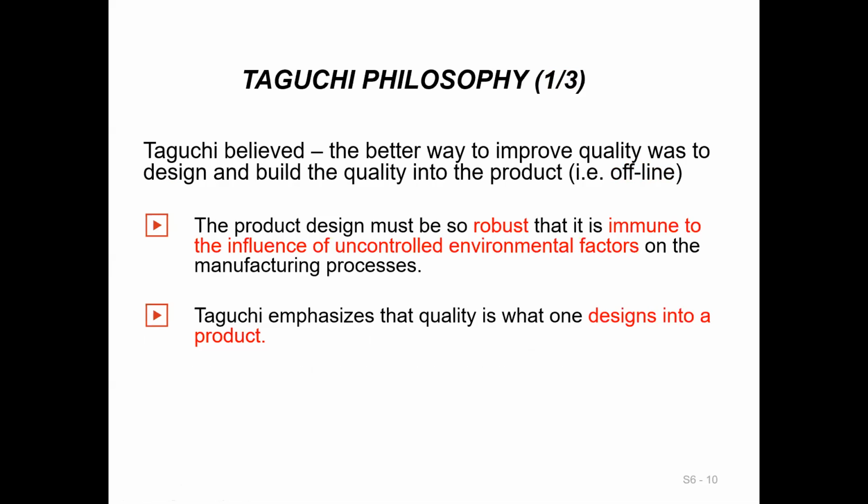If we say that we need to design quality into the product, offline means designing quality into the product. So how do we design it until the design is robust enough? That's what we call robust. And robust, as explained in the last video, means immune to the influence of uncontrolled environmental factors.